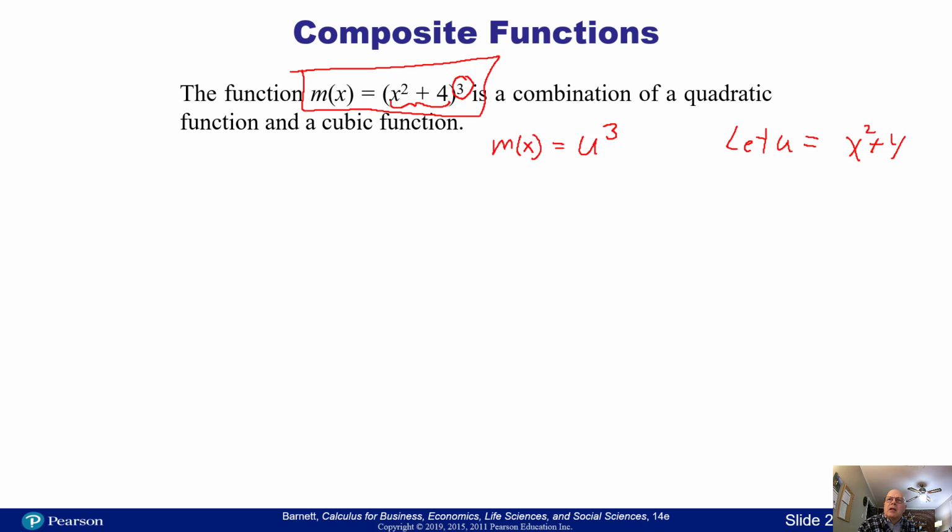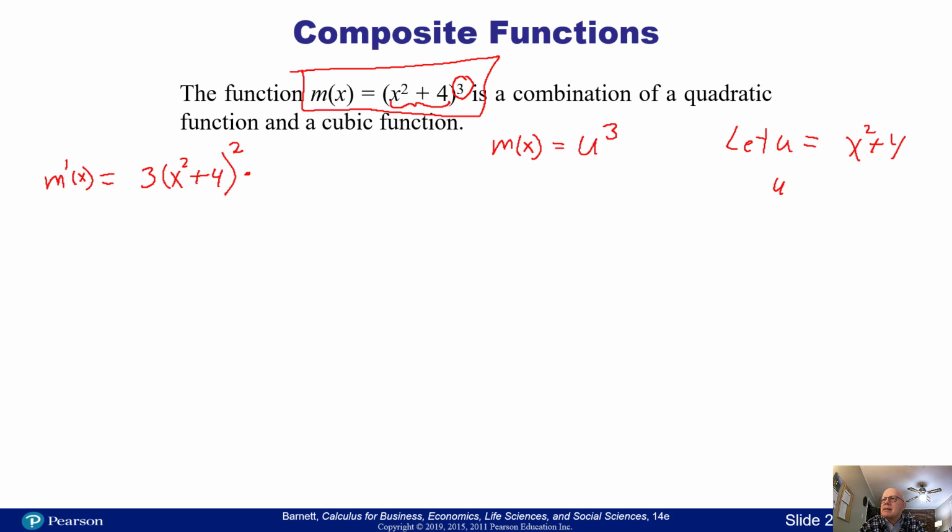Now, if I want to take the derivative of m of x, remember I treat the outside function as regular power rule, and I keep this x squared plus 4 intact. Don't touch it. So I bring the 3 out front. I don't touch the x squared plus 4. Since this is the general power rule, this 3 gets reduced by 1, so it's squared. And we haven't done anything with the x squared plus 4 yet. We still need to take the derivative of the x squared plus 4.